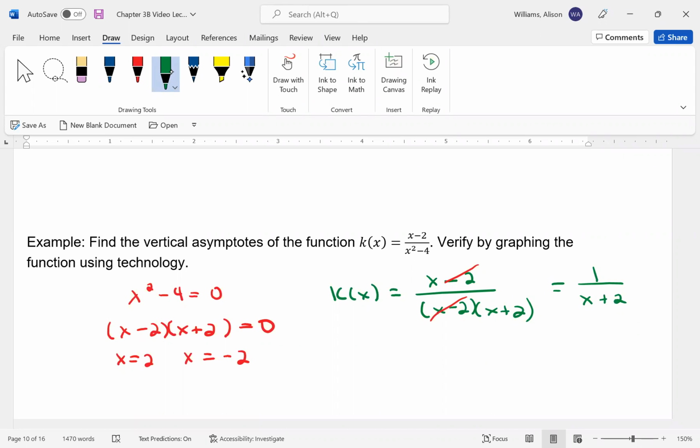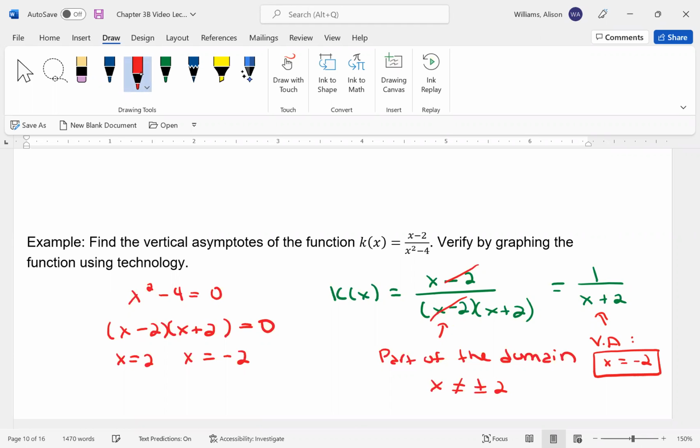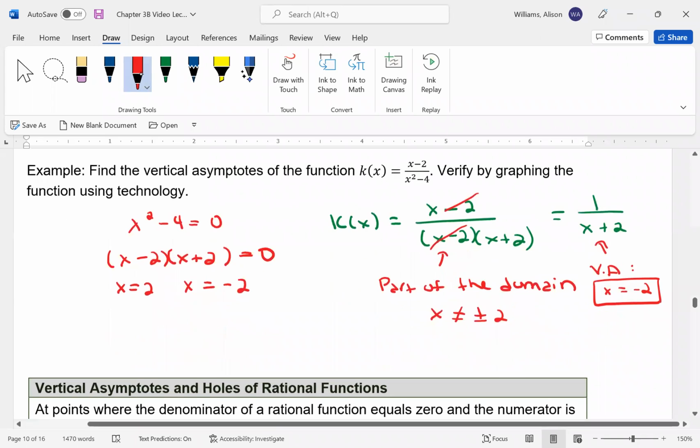Now, the x minus 2 doesn't actually go away because the x minus 2 does in fact limit our domain. So it's still part of the domain, which means we're saying that x can't be positive or -2, period. It can be anything but positive or -2. But as far as vertical asymptotes go, we only have one vertical asymptote, and that's at x equals -2. So when we're able to reduce a rational function, what that does is actually create a hole in the graph.